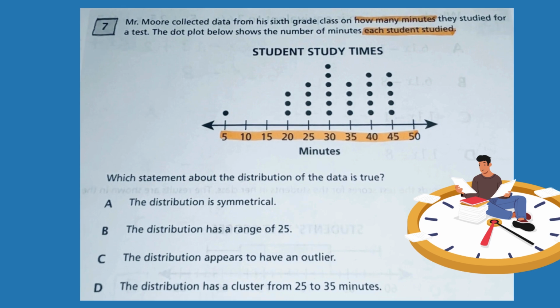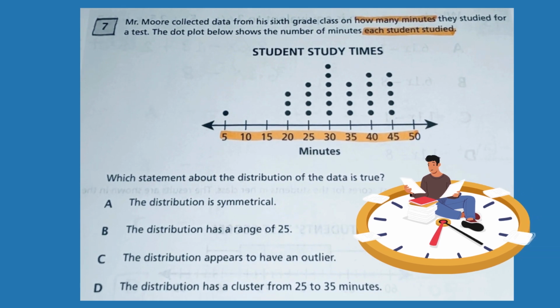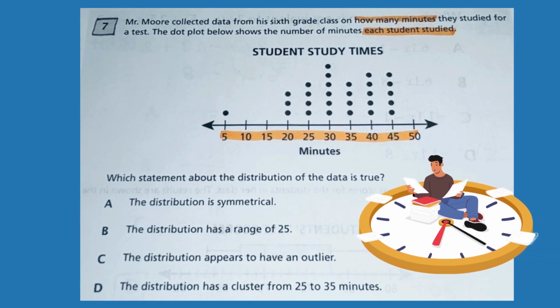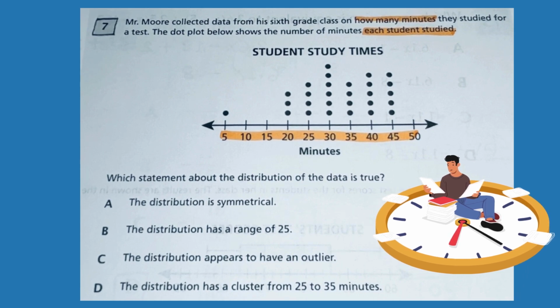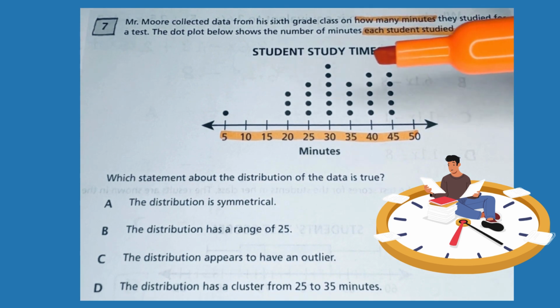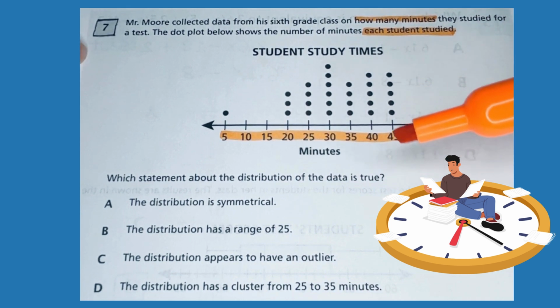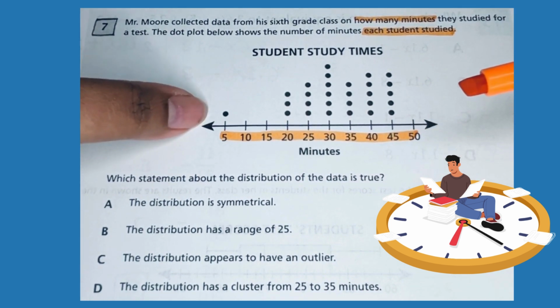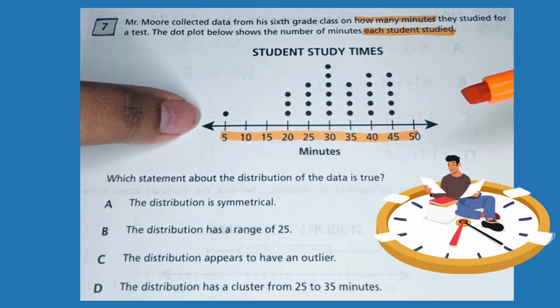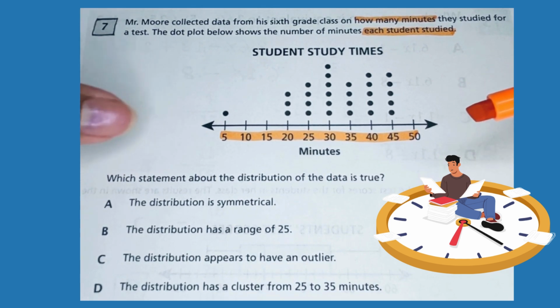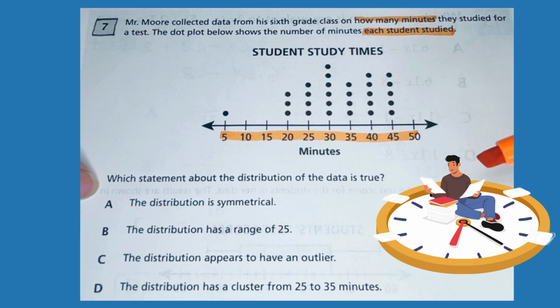Question number 7. Mr. Moore collected data from his 6th grade class on how many minutes they study for a test. The dot plot below shows the number of minutes each student studies. If you see here the dot plot, that is the student study time, and here is the minutes. Here is a 5 and here is 1 dot. That is the study times, and this is 5 minutes. Which statement about the distribution of the data is true?